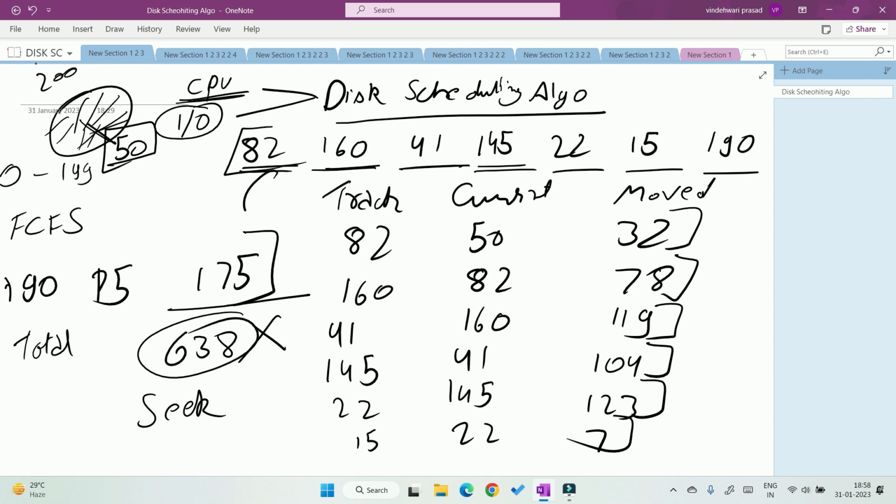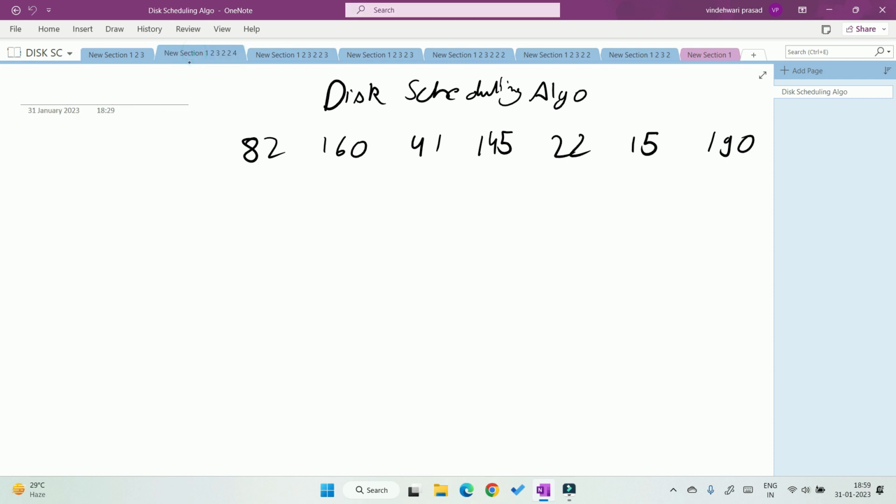It basically works on first come first serve. Whichever track comes first has to be served first. Now the second one is shortest seek time. Shortest seek time. What will happen? Suppose you have a current position of 50. Where does it move? It does not move to 82. It finds which one is the shortest path. So from 50, which one is shortest? 41 is shortest. It will move to 41. Now it will be a 9.